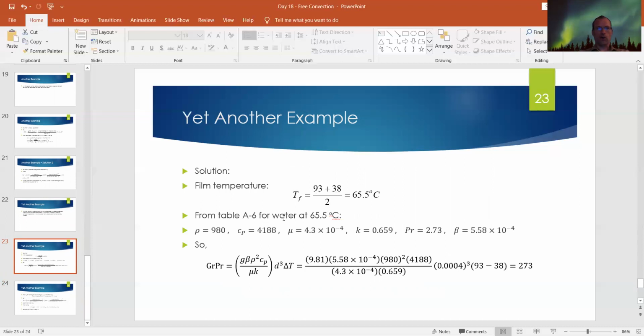And then table A6 for water, want to find all of its properties. So density of 980 kilograms per cubic meter, heat capacity 4,188 joules per kilogram Kelvin, viscosity 4.3 times 10 to the negative 4 kilograms per meter seconds, thermal conductivity 0.659 watts per meter degree Celsius, Prandtl number is 2.73, dimensionless, and then beta value 5.58 times 10 to the negative 4 inverse kelvins. So again, that guy, because it's a liquid, find in the table.